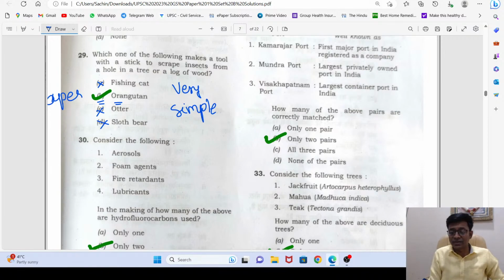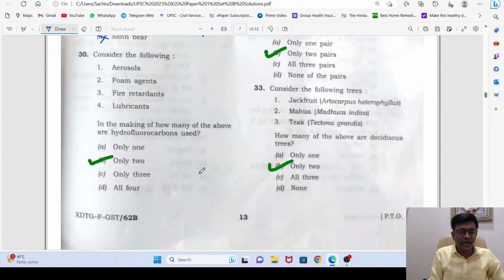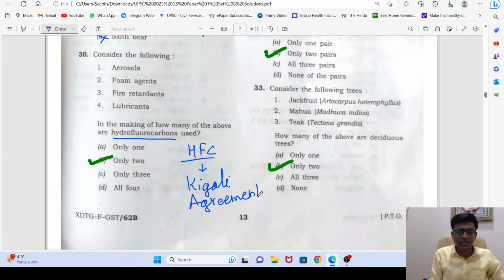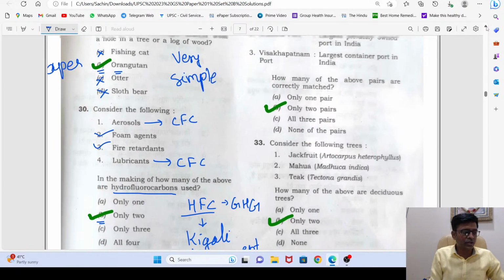Now question number 30 is difficult. It is from the pollution part of environment and ecology. Hydrofluorocarbons or HFCs are covered under the Kigali Agreement, which was in the news recently. They are greenhouse gases, and we preferably use HFCs as foam agent and as fire retardant. In aerosols we use CFC. As lubricant we use CFC. That's why your answer will be only two, foam agent and fire retardant. It was a difficult question according to me.